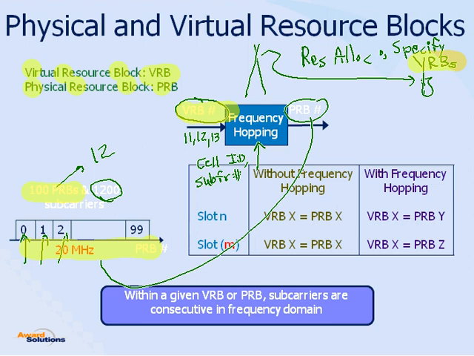But basically, we have some formula defined in the standard, and one of the inputs is the virtual resource block. So that virtual resource block will correspond to a specific physical resource block. So maybe, let's say I have virtual block number 11. That may correspond to physical block number 2. Okay, that is the idea, that we will have a mapping between virtual and physical resource block.